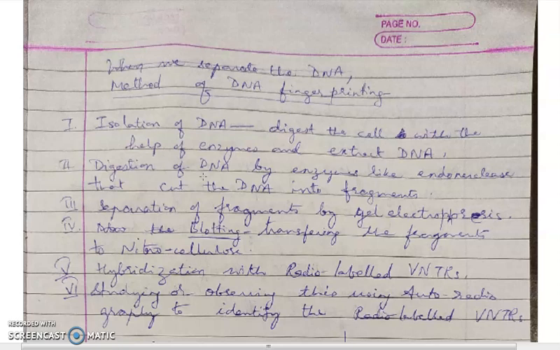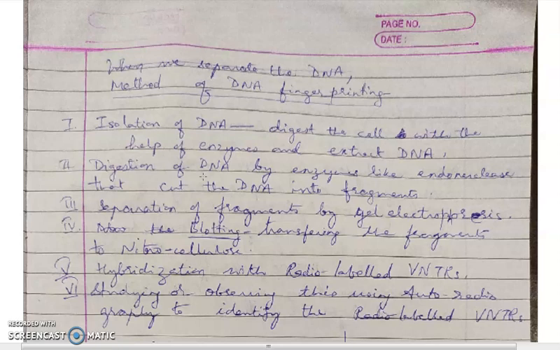Then the third point is the separation of fragments by gel electrophoresis. In this way, the fragments are separated according to size by gel electrophoresis. Then the fragments of the particular size having VNTRs are multiplied through PCR techniques. They are treated with alkaline chemicals to split them into single-stranded DNA. So the separation of fragments is done.